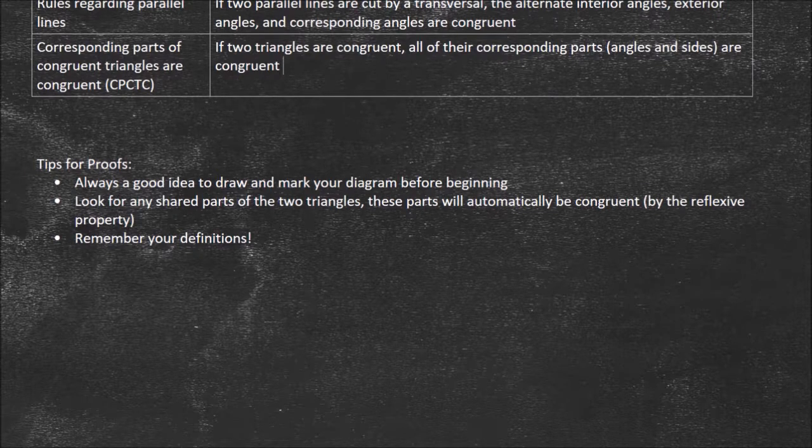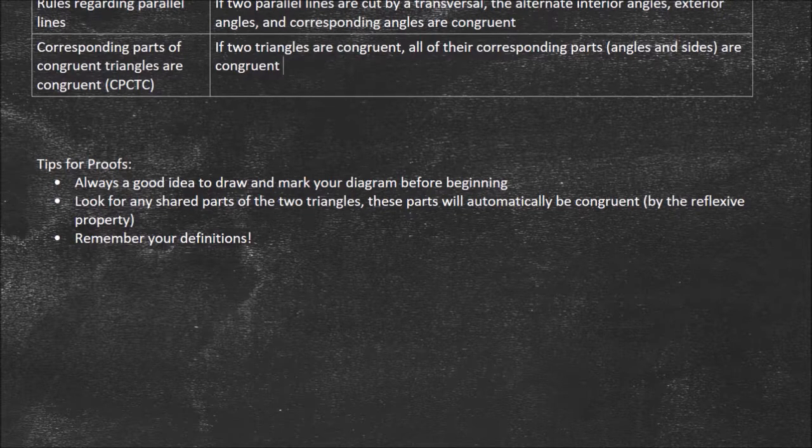It's always a good idea to draw and mark your diagram before beginning. If it's not already drawn out for you, 100% you've got to draw it out. And what I mean when I say mark the diagram is that if it says A is congruent to C, just mark that. So mark your little dashes and write that in, because that'll help you picture it and see what you're dealing with.